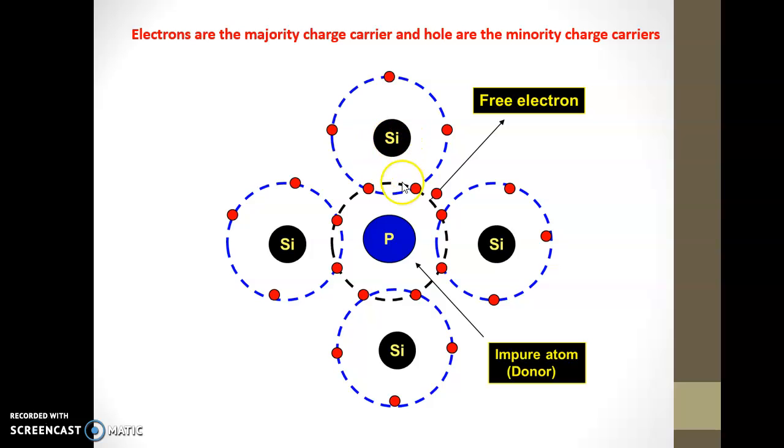So this is silicon doped with phosphorus. Silicon has only 4 valence electrons, whereas phosphorus has 5 valence electrons. So here, this is the free electron. 4 electrons of silicon and 4 electrons of phosphorus will be bound in bonding, whereas the fifth electron will be left free so that it can move around. So this is called an impure atom or donor.